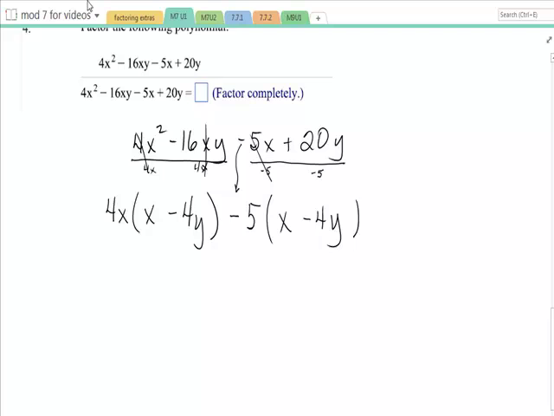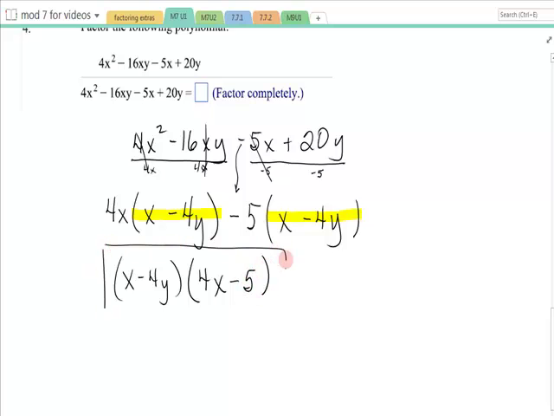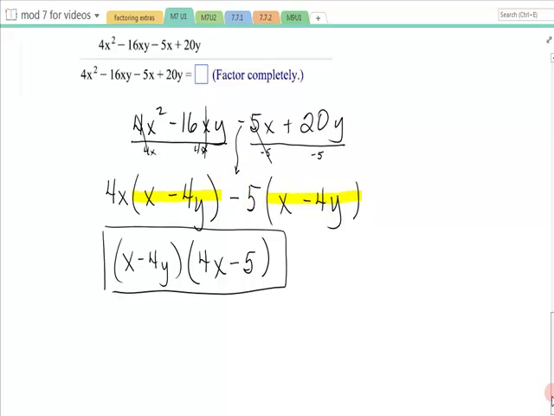And let's see if I'm on target. This binomial is x minus 4y, and this binomial is x minus 4y. It's a common factor. I get to write it out in front. The other factor is 4x minus 5. Really watch out for those signs. And it all started right here. This is the sign that always comes down for the common factor of the second group.